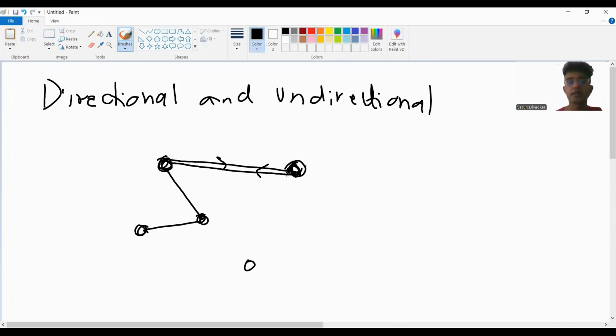So this line does not have any direction. This kind of an arrow doesn't exist in this line. So similarly, this line has no direction. Since they both are friends with each other, there's no direction.